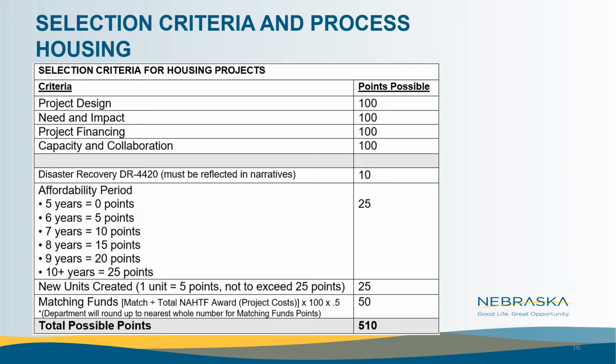Points are also scored according to affordability period, new units created, and the amount of matching funds. Total points available are 510. Applicants must score a minimum of 240 total points on the application in order to be considered for an award recommendation.